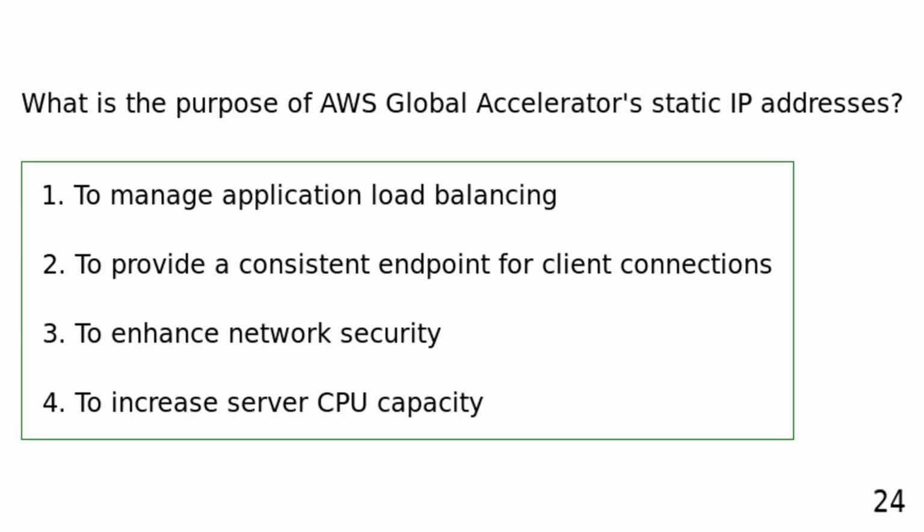What is the purpose of AWS Global Accelerator's static IP addresses? To manage application load balancing. To provide a consistent endpoint for client connections. To enhance network security. To increase server CPU capacity.